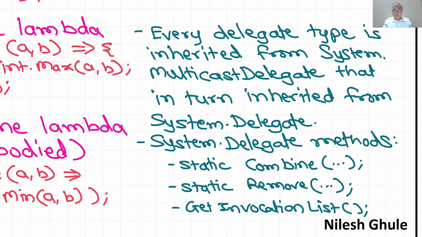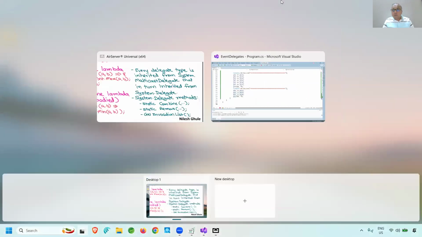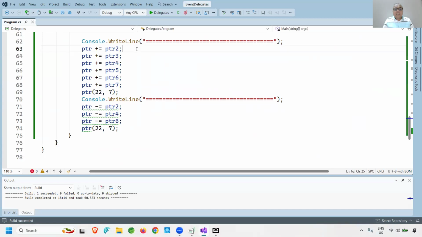Whenever we are using plus equal to, internally it is calling the static method Delegate.Combine. So writing ptr plus equal to ptr2 is equivalent to writing Delegate.Combine with ptr and ptr2. So these two are combined together to create a new delegate. And on a similar line, whenever we are doing minus equal to, it is internally calling the Delegate.Remove method.